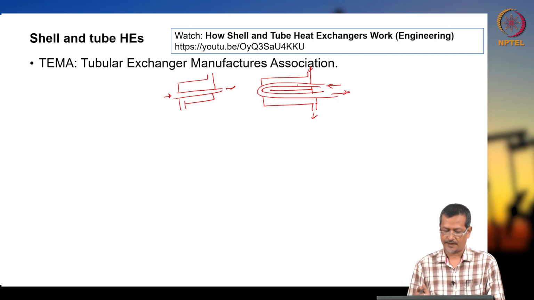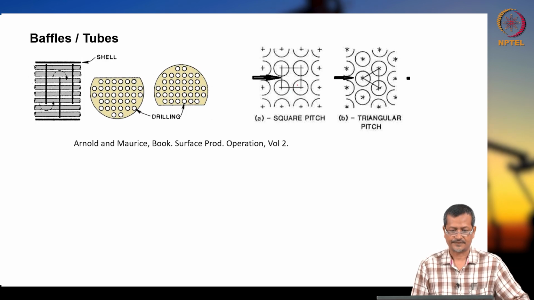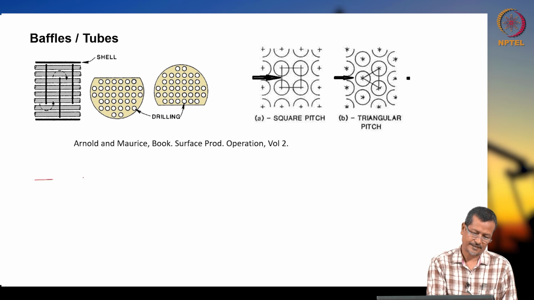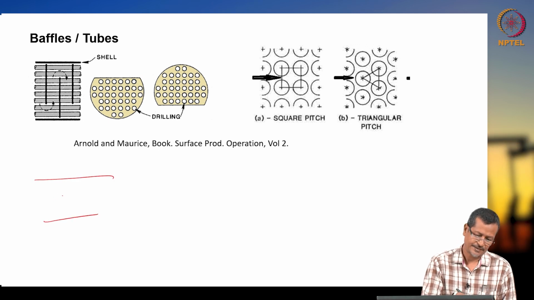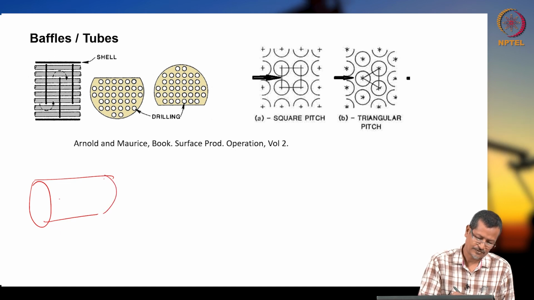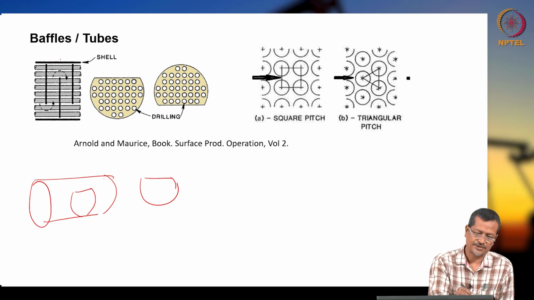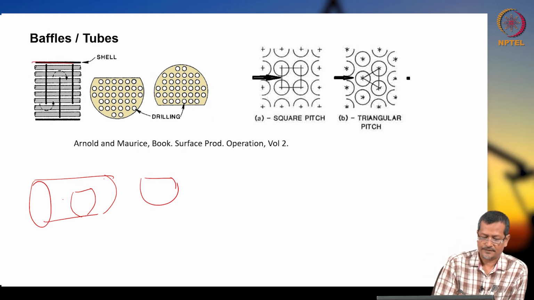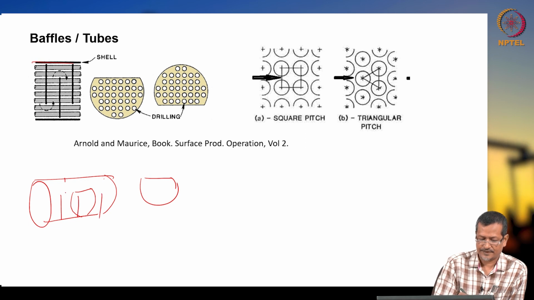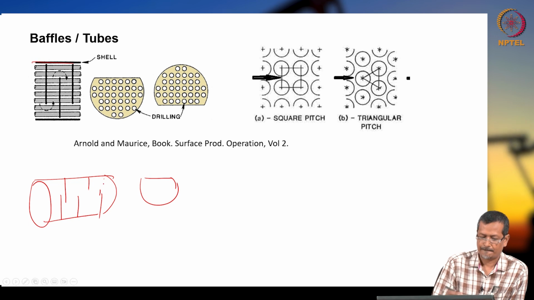Fine, now baffles. Baffles means you are creating turbulence. If I draw a 3D picture, I'll draw like this. Baffles will be like 50%. If you see this picture, the top one, baffles will be like 50-50 like this. So it is like this.